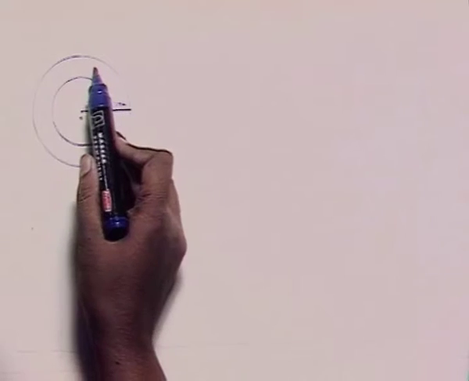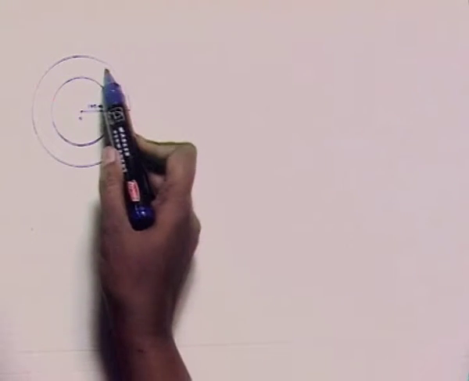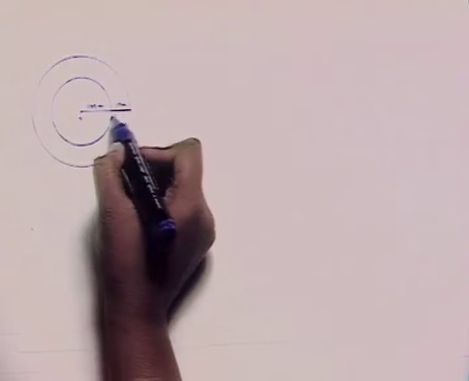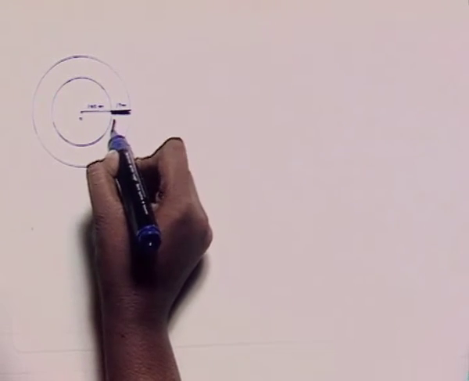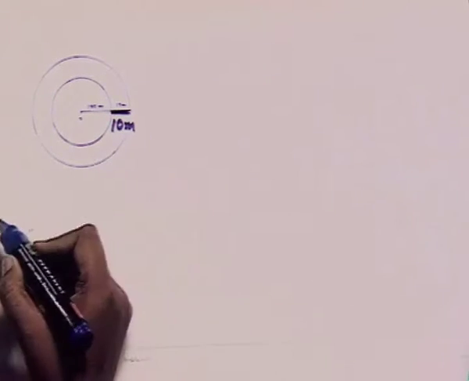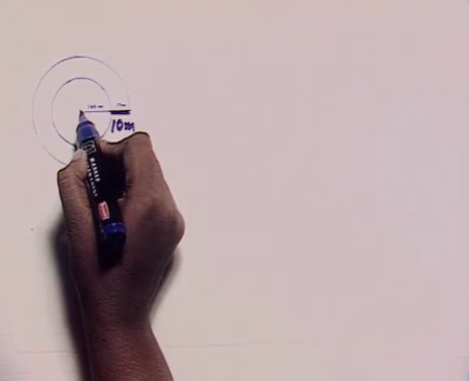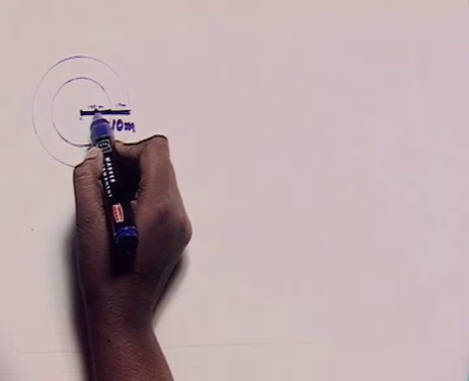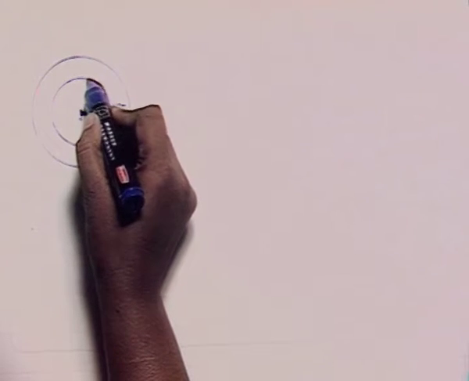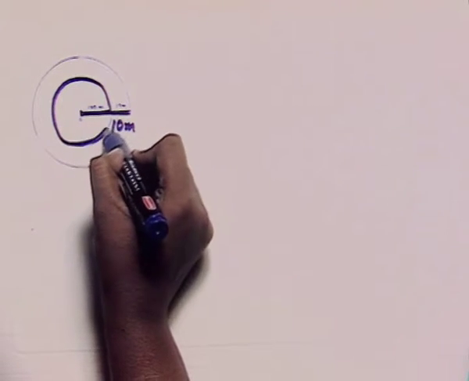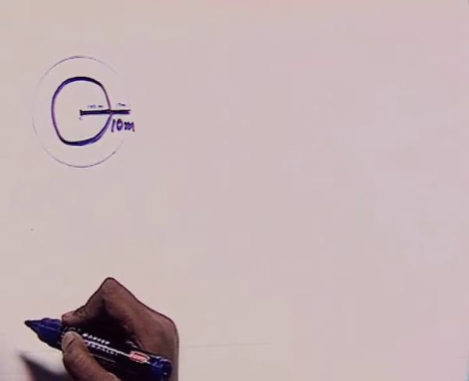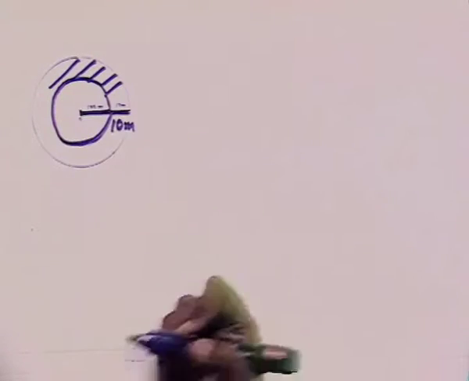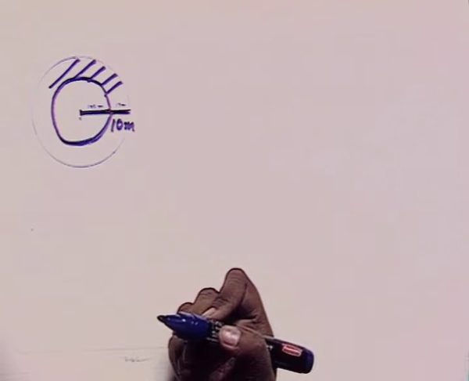So, suppose this is a circular road. The width of this road is 10 meters and the radius of the inner circle, this garden, is 100 meters. We have to find out the area of this road. How can we do it?